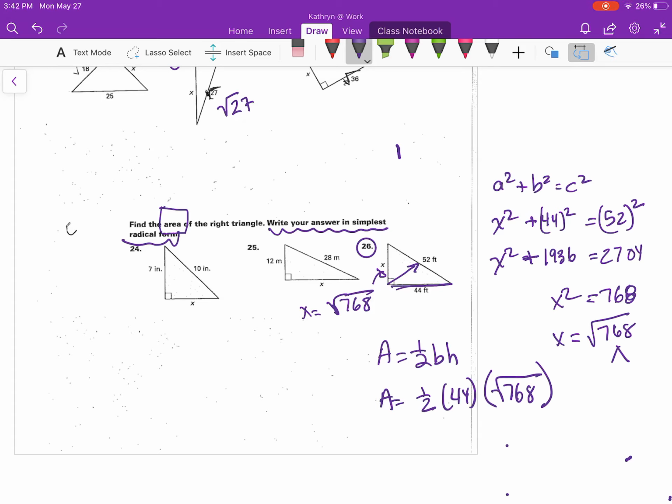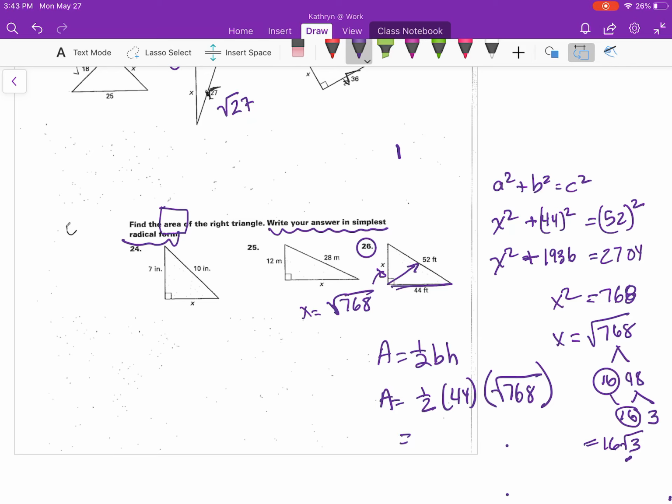I'm looking for values that go into 768 evenly, and maybe you are trying some too. I'm going to try 768 divided by maybe 16. That seems to work pretty well. That comes out 48 times. So 16 is going to be a perfect square, I know, but let me break down 48. So 48 is also equal to 16 times 3. So here's my pair of 16s. So the square root of 768 becomes 16 times the square root of 3.